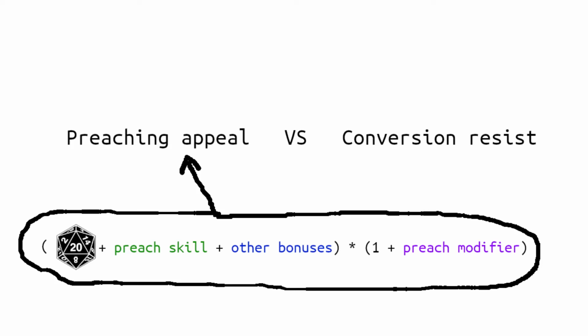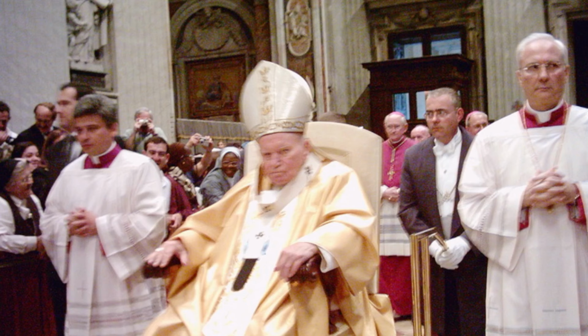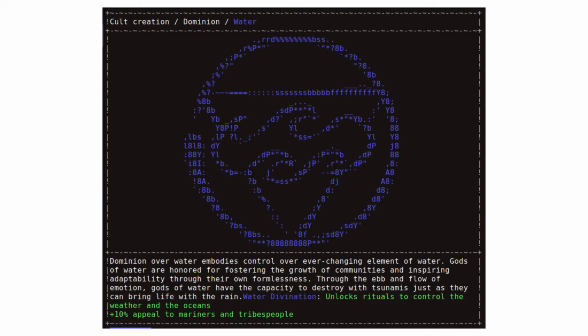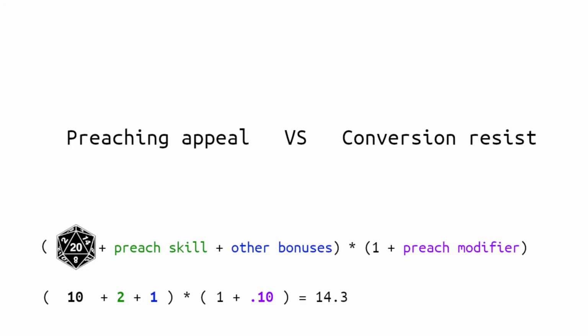In this way, we have the root concept of rolling a die, but also include the skill of the preacher and various other advantages they have within bonuses and their preaching modifier. For example, the preaching character could be wearing a fancy pope hat, which adds to their preaching bonus, and their cult could worship a god of water, which happens to appeal more to some demographics like mariners, increasing the preaching modifier. An example calculation could look like the following, where the d20 roll is a 10.